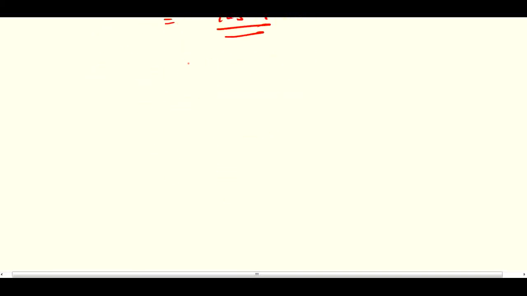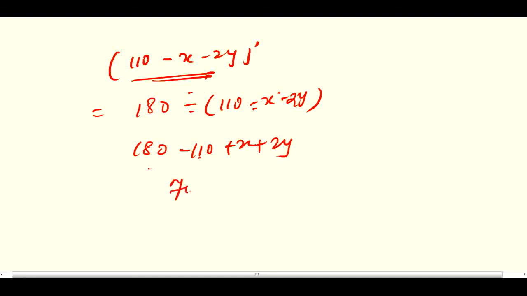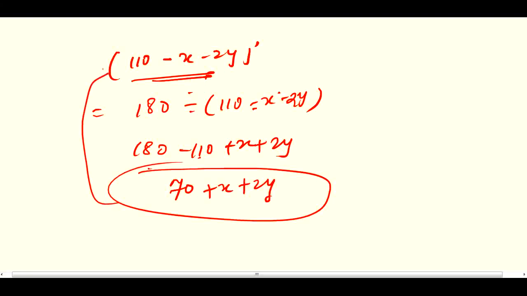Then 110 degrees minus x minus 2y degrees. Again you have to find the supplement. So for that you have to subtract this value from 180. So 180, now remove the bracket, minus 110, and minus minus becomes plus, so plus x plus 2y. So 180 minus 110 is 70, plus x plus 2y. So this will be the required supplement of this angle.